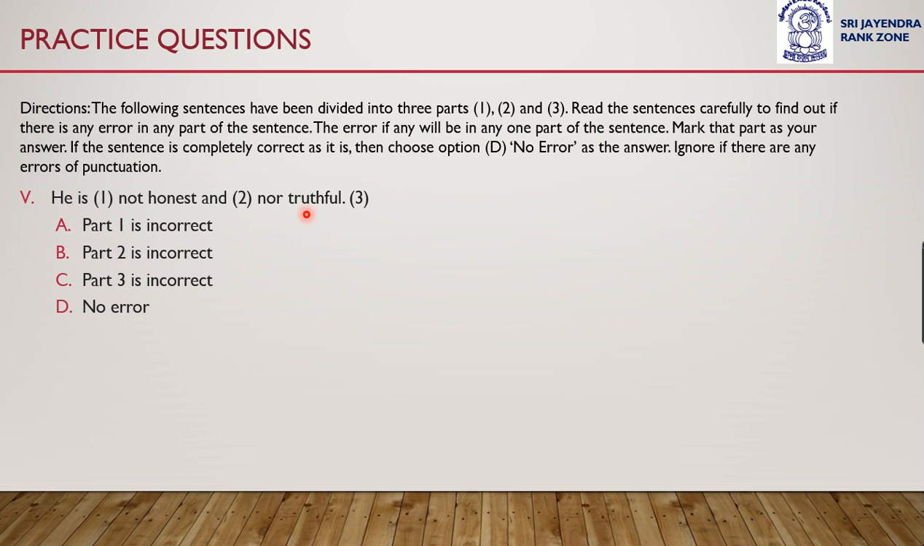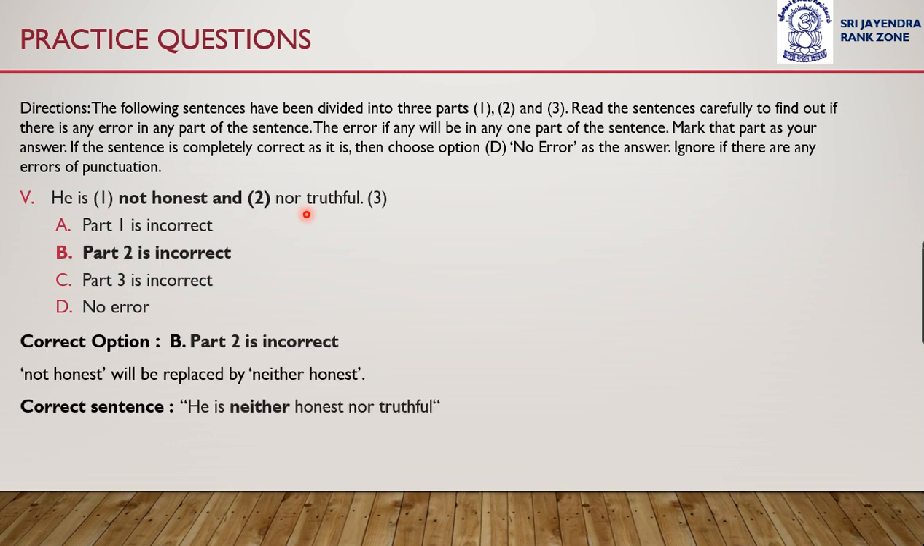Where is the grammatical error in this sentence? Please mark your answers. So the correct answer for this question would be option B. Part 2 is incorrect. Not honest will be replaced by neither honest. Why? Because with nor we use neither. Neither honest nor truthful.